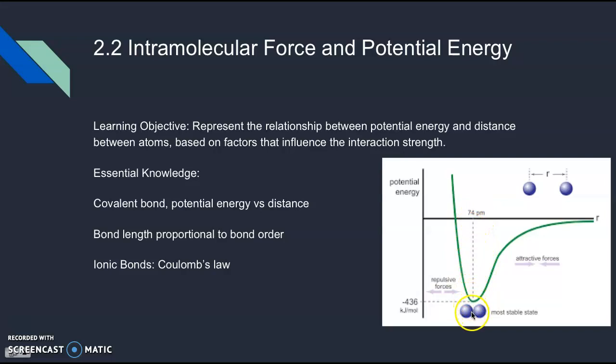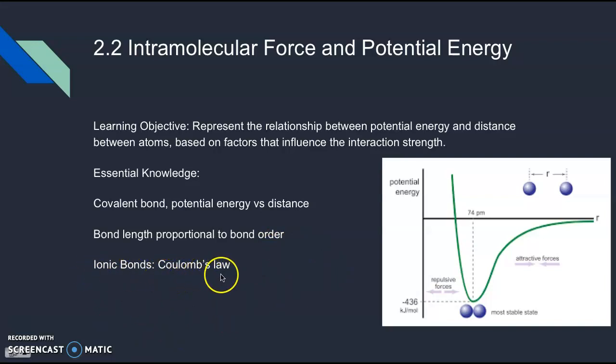So with stronger bonds, the bottom of the curve will be lower, and for weaker bonds, it'll be somewhere up here. Right? And then other essential knowledge, you also want to know bond length is proportional to bond order. Bond order is referring to single, double, or triple bonds. And you just want to know that single bonds are longer bonds and weaker. And triple bonds are shorter bonds and stronger bonds. Doubles are in between.